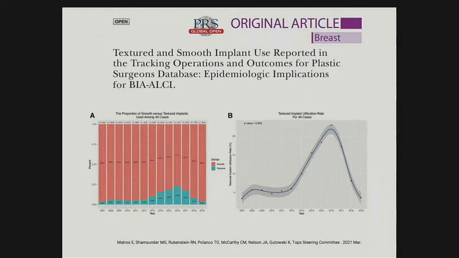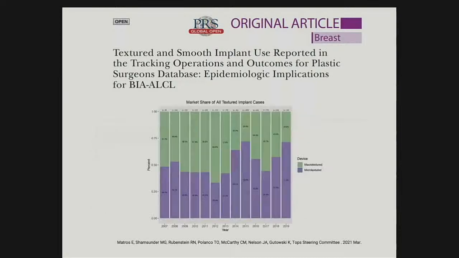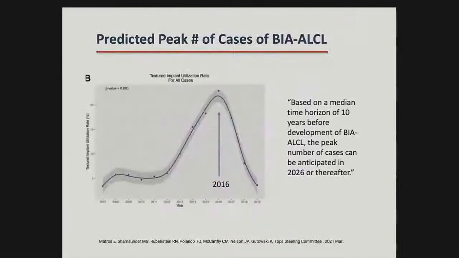You can see that on the graph on the left, the orange bars represent smooth implant utilization. The blue bars represent textured implant utilization. And the curve on the right really hones in on textured implant use over time. And you can clearly see that usage peaks in 2016. Looking at macro versus micro-textured usage, macro-textured is represented by the green bars, micro-textured by the purple bars. And you can see that it's almost evenly split with a slight increase in micro-textured usage over time.